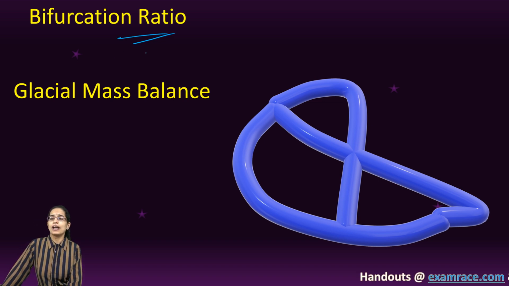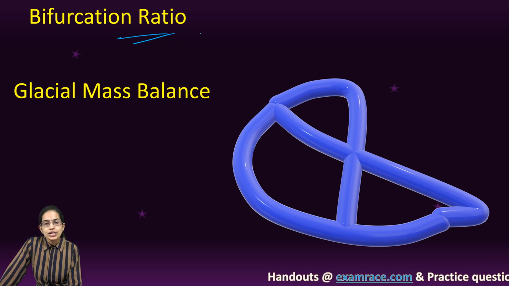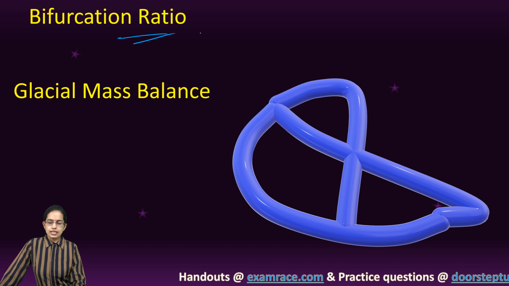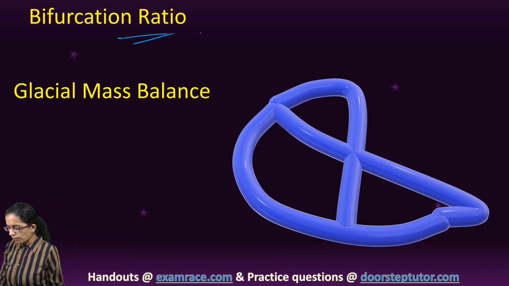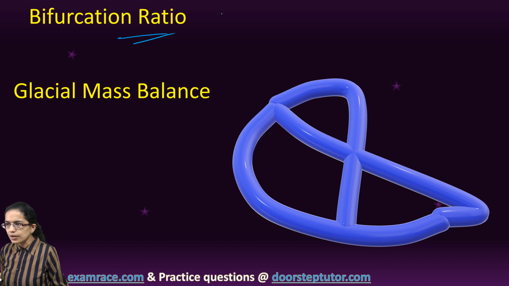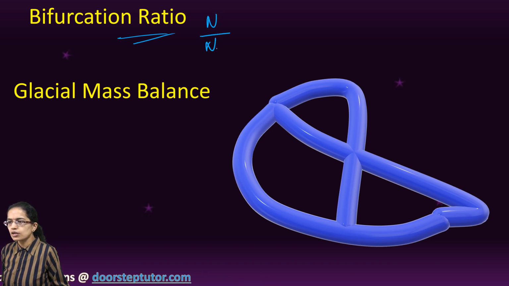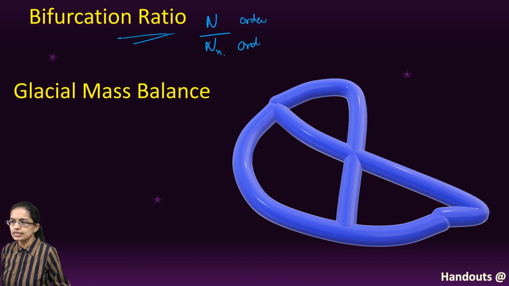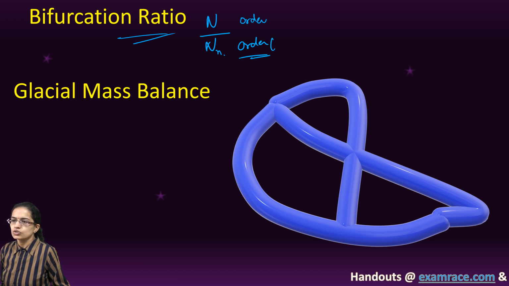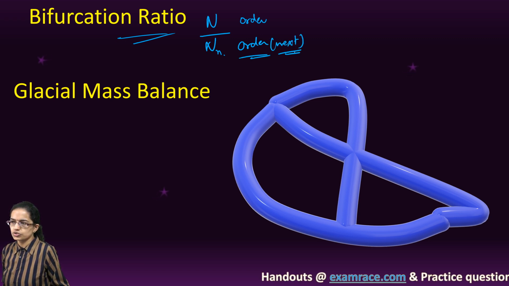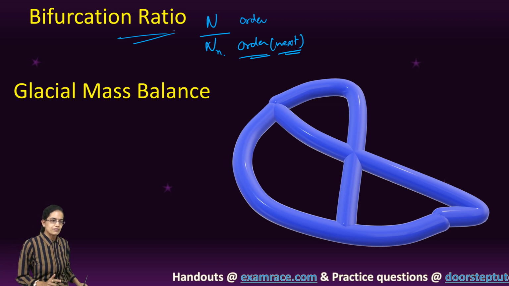The next is bifurcation ratio. Now bifurcation ratio is the ratio which is basically obtained by the number of streams of one order divided by the number of the stream of next higher order. So this is, let's say, of one order, and this is the next higher order of streams. So this is the next order of streams, and that is what is the bifurcation ratio.